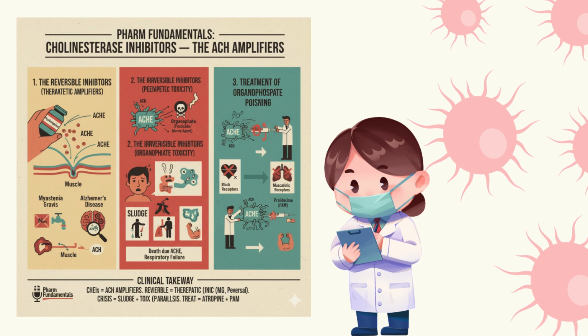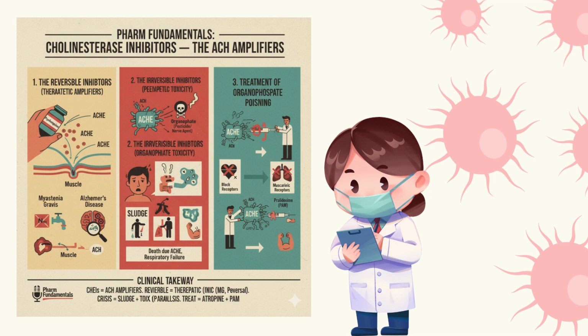For the second line of defense, pralidoxime, PAM, the reactivator. So this drug is an ACHE reactivator. If administered before the enzyme aging process is complete within the first few hours, PAM can physically break the OP bond and restore the function of ACHE, reversing the paralysis.